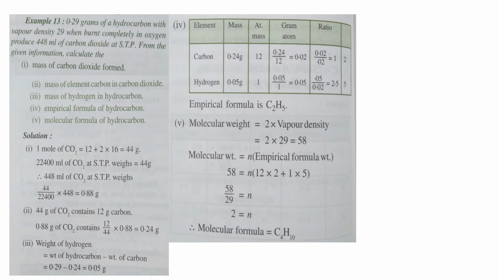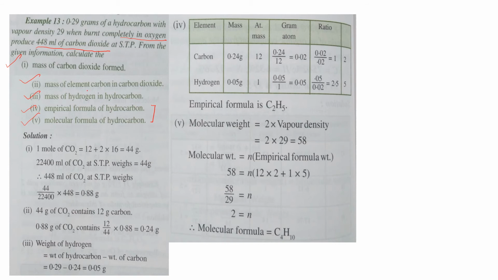Next one, 0.29 gram of hydrocarbon, hydrogen and carbon with vapor density 29, when burned completely in oxygen, produces 448 milliliter of carbon dioxide at STP. From the given information, calculate the mass of the carbon dioxide formed, the mass of the element carbon in carbon dioxide, the mass of hydrogen in hydrocarbon, the empirical formula of hydrocarbon and the molecular formula of hydrocarbon. Okay, these two are coming afterwards. Let me first do the first three.